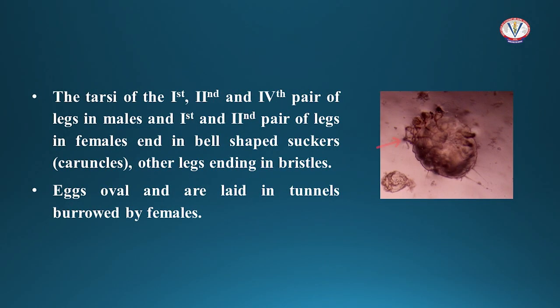The tarsi of the first, second and fourth pair of legs in males and first and second pair of legs in females end in bell-shaped suckers or the caruncles. The other legs end in bristles. Eggs are oval and are laid in tunnels burrowed by the females.